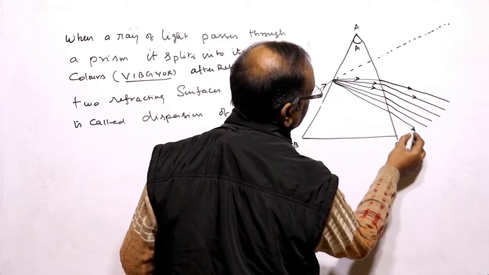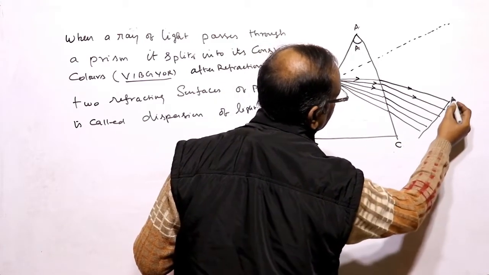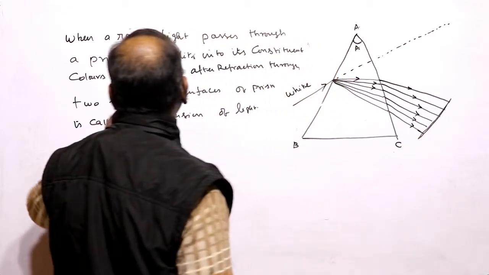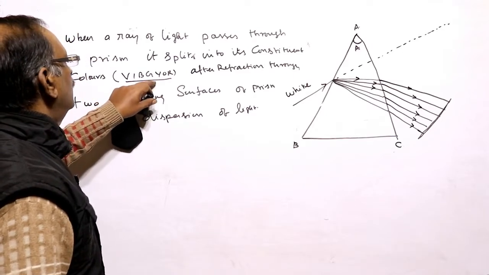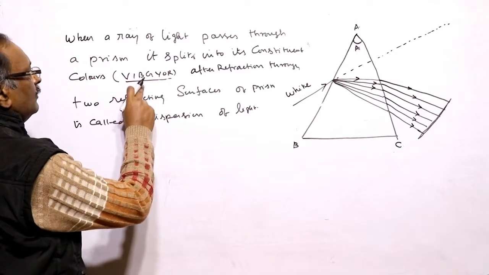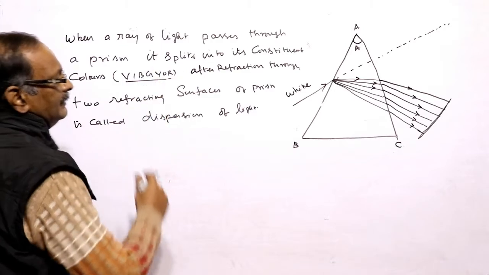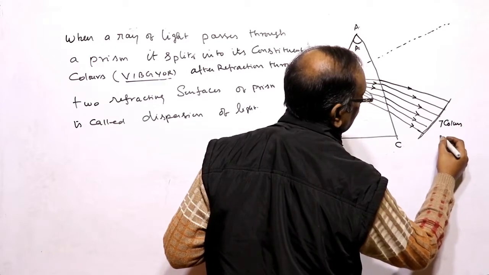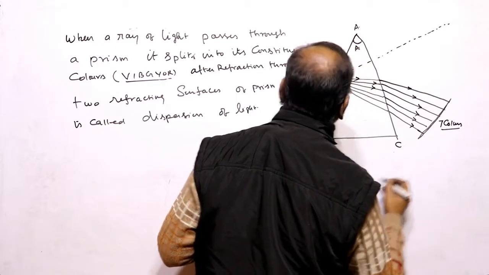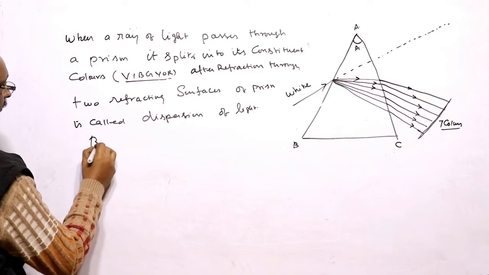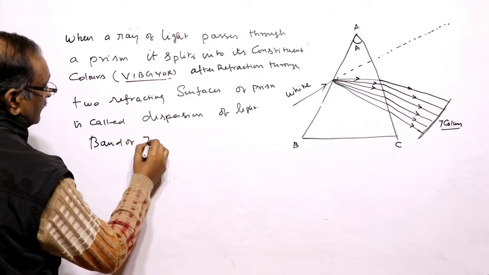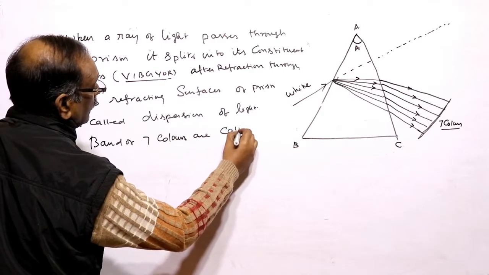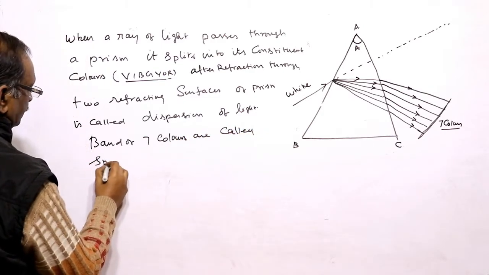There are 7 colors: V, I, B, G, Y, O, R, that is violet, indigo, blue, green, yellow, orange and red. This band of 7 colors is called a spectrum.